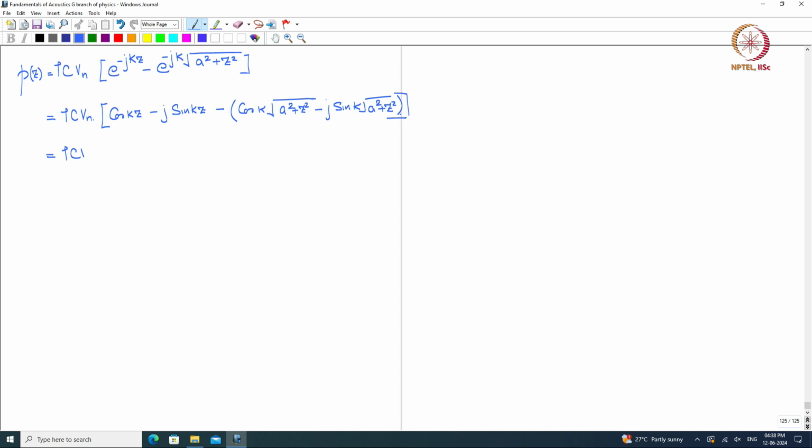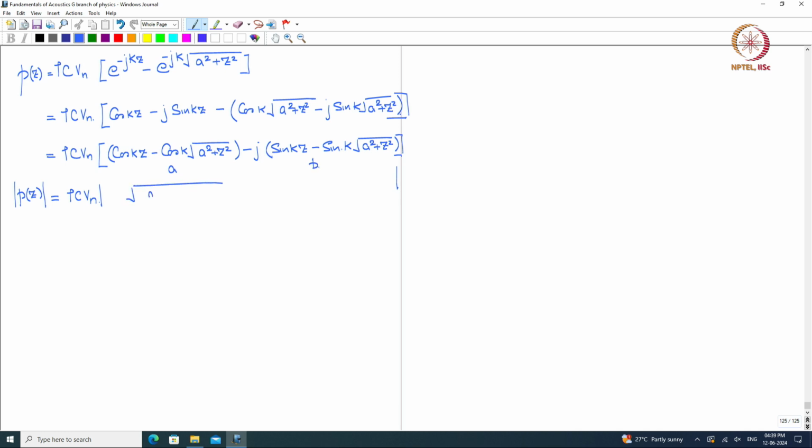We combine the real and imaginary parts: cos kz minus cos k square root of a square plus z square, minus j, sin kz minus sin k square root of a square plus z square. Now we want to see the absolute value of p along z. So we get rho c Vn times the absolute value of the above complex number. This is like a minus jb, which will be square root of a square plus b square.